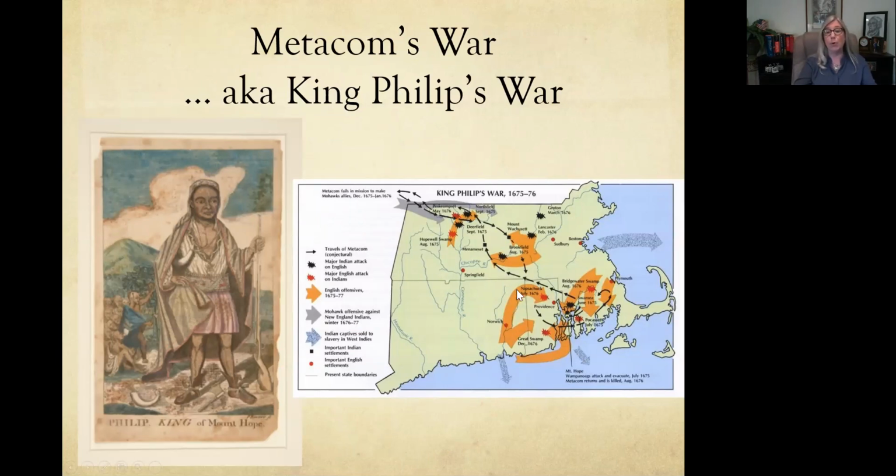And it is a brutal war that will last for almost 2 years. You've got large numbers of colonists that are killed. You have large numbers of Indians who are killed, and Metacom is the one who's putting all of these tribes together to go up against the English. And eventually, how this ends is Metacom, also known as King Philip, is captured, and he is beheaded, and they also cut his hands off.